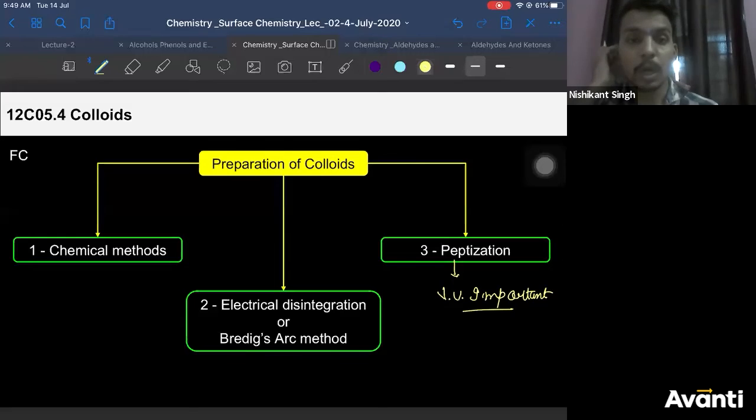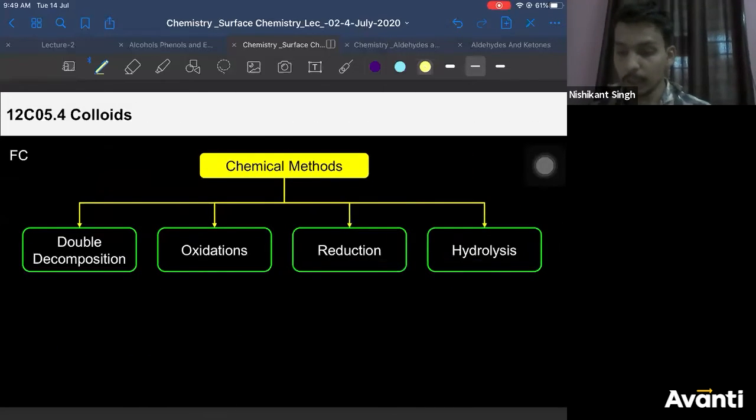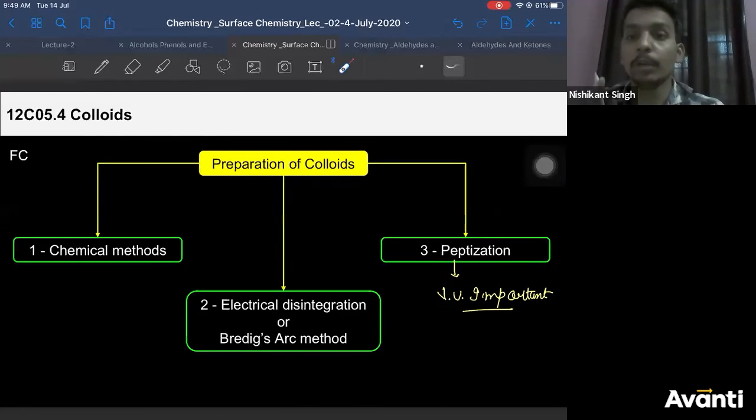Right. So how does this work? Let us see. In chemical methods, there are four ways of preparing colloids: double decomposition, oxidation reactions, reduction reactions, and hydrolysis. What you need to do from your side is remember one example of each of them. You will not get a question like, explain what are chemical methods. You should remember one example of all of them. That is sufficient enough.